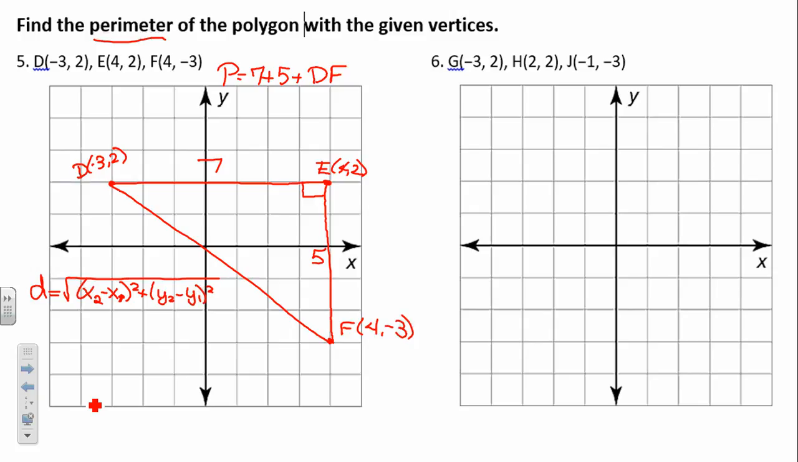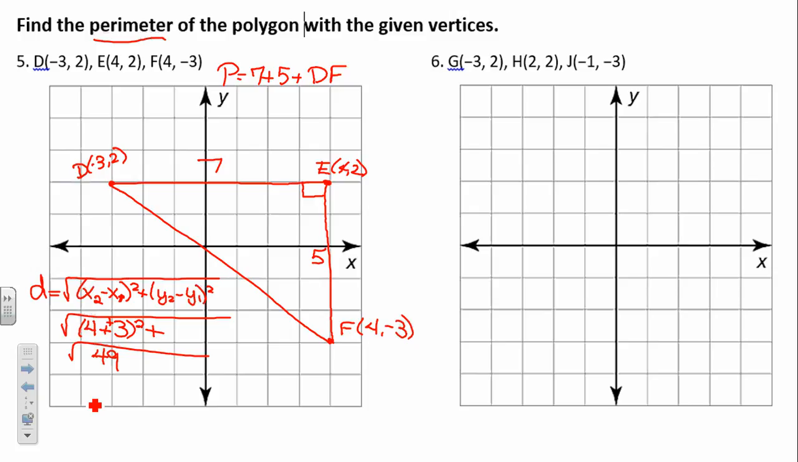Does that make sense? Okay, so x minus x. My two x's are 4 and negative 3. So don't lose your square root. 4 minus a negative 3 squared. When you see minus a negative, it means add. What is 4 plus 3? 7. So 49. 7 squared is 49.